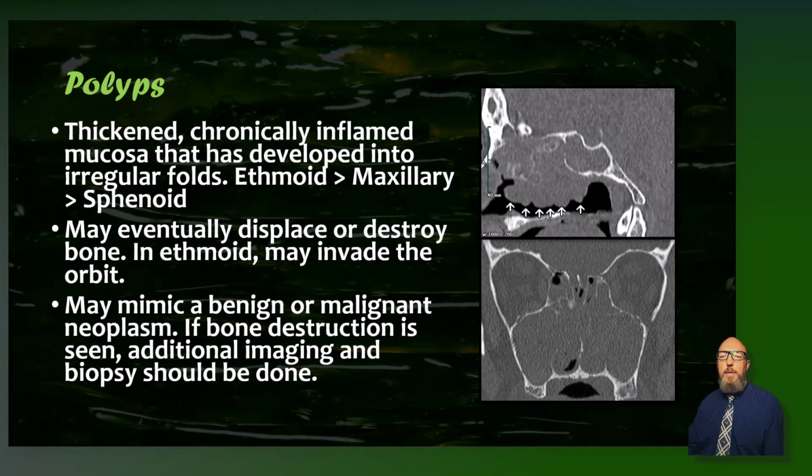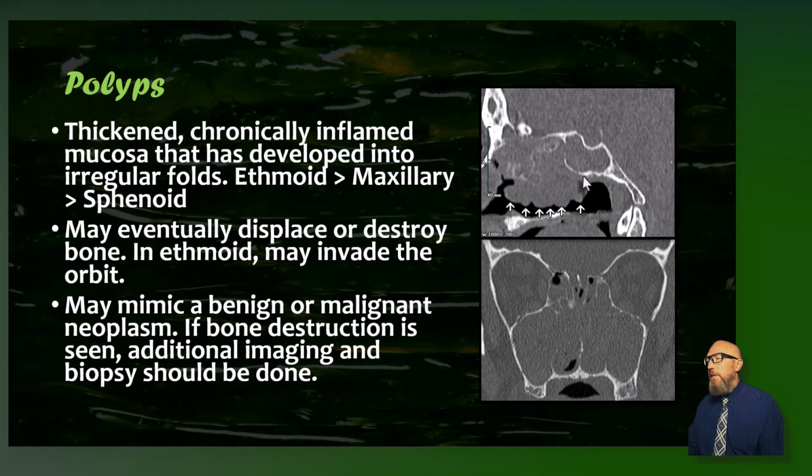Now let's talk a little bit about polyps, which are thickened and chronically inflamed mucosa that's developed into usually irregular folds, more common in the ethmoid, then maxillary, and then the sphenoid sinuses. They may eventually displace or even destroy bone, and in the ethmoid they can invade through the thin lamina propria into the orbit. So very impactful on a patient, producing ipsilateral proptosis. Because they may mimic a benign or malignant neoplasm, this is the rule to apply. If you see bony destruction, obtain additional imaging and potentially a biopsy.